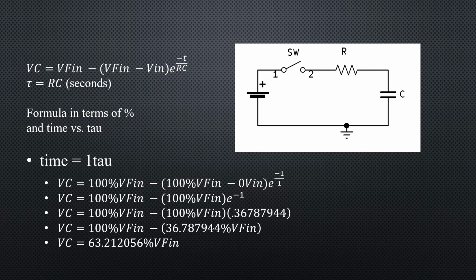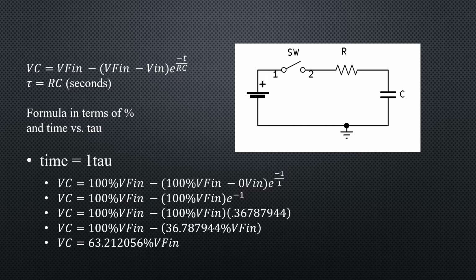So we can rewrite our capacitor charge formula in terms of percentage and time versus tau. And if we do that and we say, okay, well, let's make our time equal to 1 tau, so RC and time are equal, we get the formula written out like we have it here.